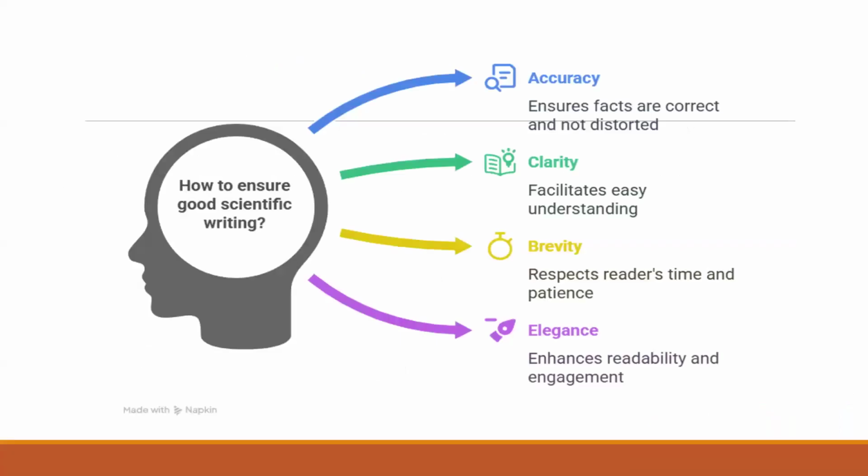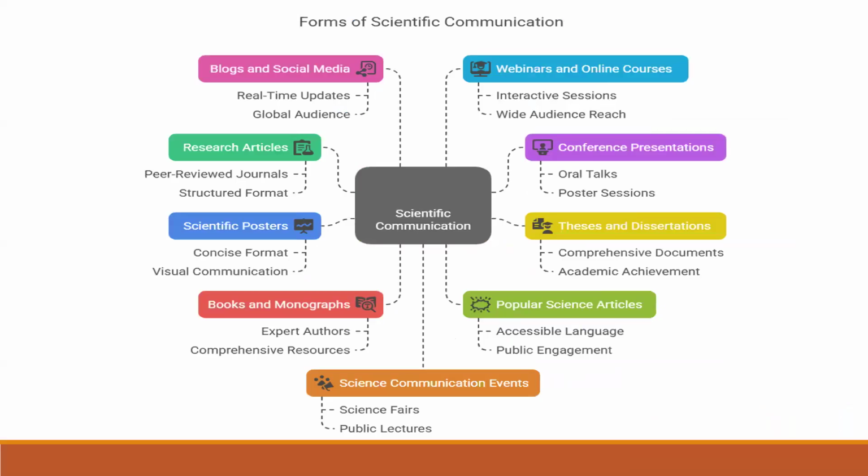Okay. I think these ones I have talked about. So there are different forms of scientific communication. I think we know about this. So we have scientific posters, books and monographs, research articles. That is what we are talking about right now. We have blogs and social media, conference presentations, thesis and dissertations. These are all ways through which we can disseminate our scientific information. So our focus today is going to be research articles. So yes.